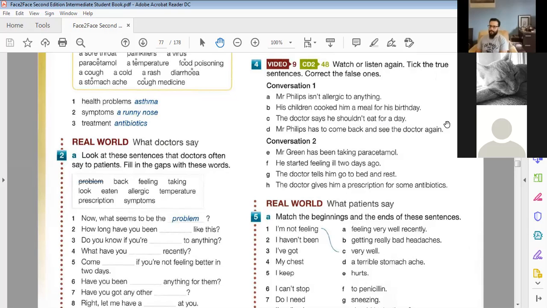Here's a prescription for some painkillers. Thanks a lot. How often should I take them? Every 4 hours. If you're not better in 3 days, then come back and we'll do some blood tests. Thank you, Doctor. Not at all. Goodbye. Bye.